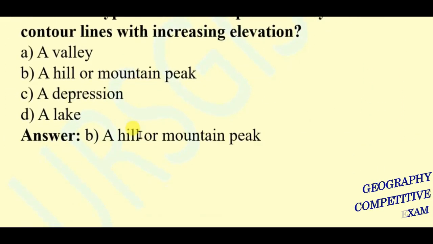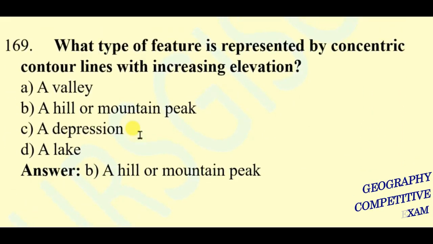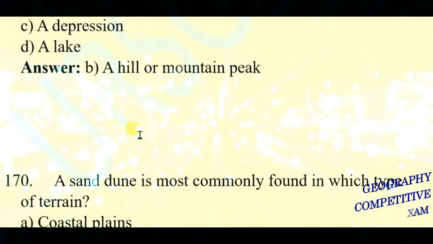Question 169. What type of feature is represented by concentric contour lines with increasing elevation? Options are a valley, a hill or mountain peak, a depression, a lake. Here the right answer will be a hill or mountain peak. What type of feature is represented by concentric contour lines with increasing elevation? A hill or mountain peak.